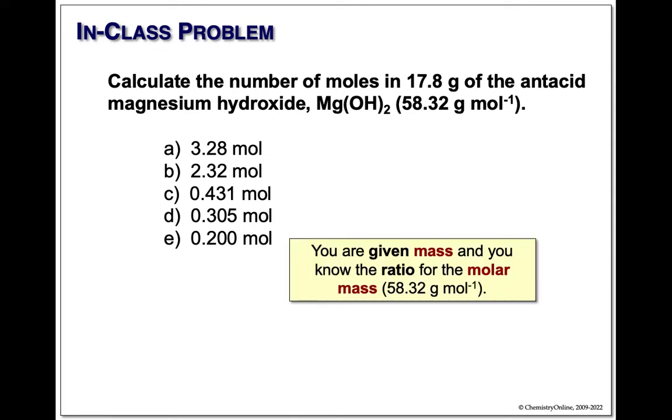So, we are given the mass. Our molar mass is our ratio. We would start off with our given. In our ratio, grams has to be in the denominator, so we flip this upside down. The grams will cancel, and we get 0.305 moles. Again, 3 significant figures.